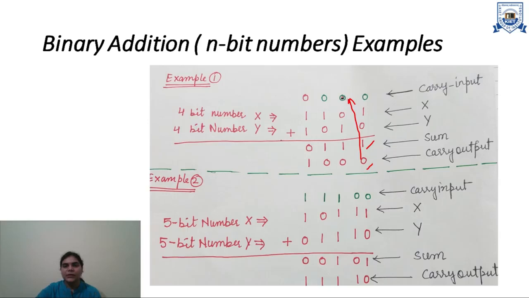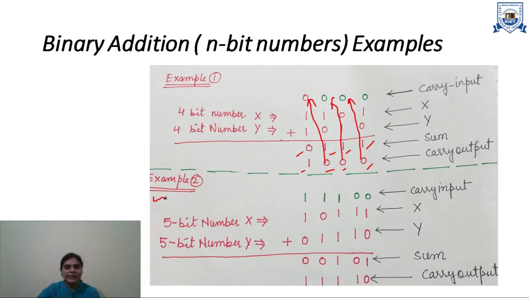So this 0 carry will be added to 0 and 1. The sum will be 1, carry again will be 0. Again carry will go to the next stage. Here the addition will be performed, next sum will be 1 and carry will be 0. Then carry will go to the next stage. Here 1 plus 1, the sum will be 0 and carry output will be 1.